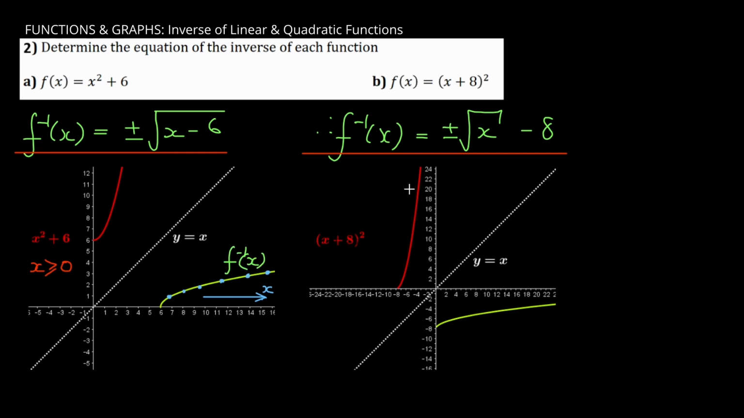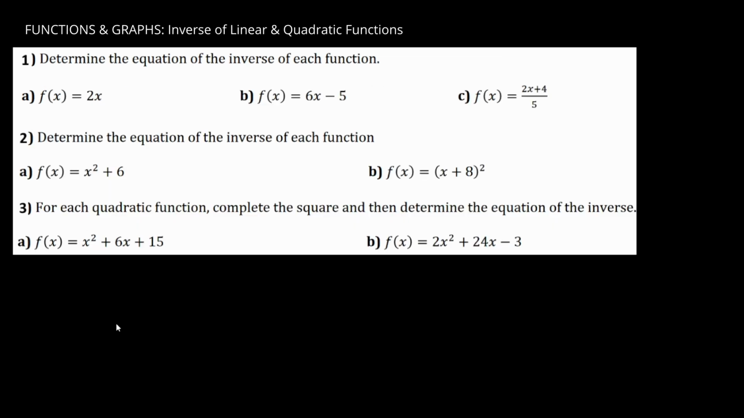And similarly, over here, we're only allowing values of x greater than or equal to negative 8. And yet again, because we've only got 1 value of y for every value of x on our inverse function, this is mathematically a function. Okay, let's have a look at part C.